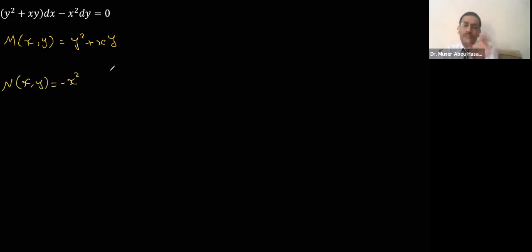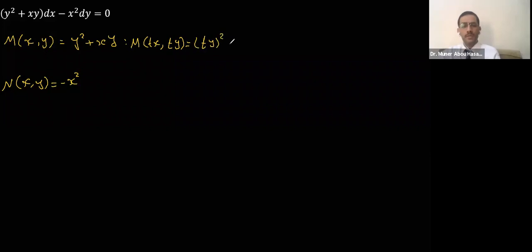Now I'm going to check if this equation is homogeneous of a specific degree or not. To do that, I need to check if my M and N are homogeneous of the same degree. I'm going to take M(tx, ty). What should I write? We will say (ty) squared plus (tx) times (ty). I need to simplify this.